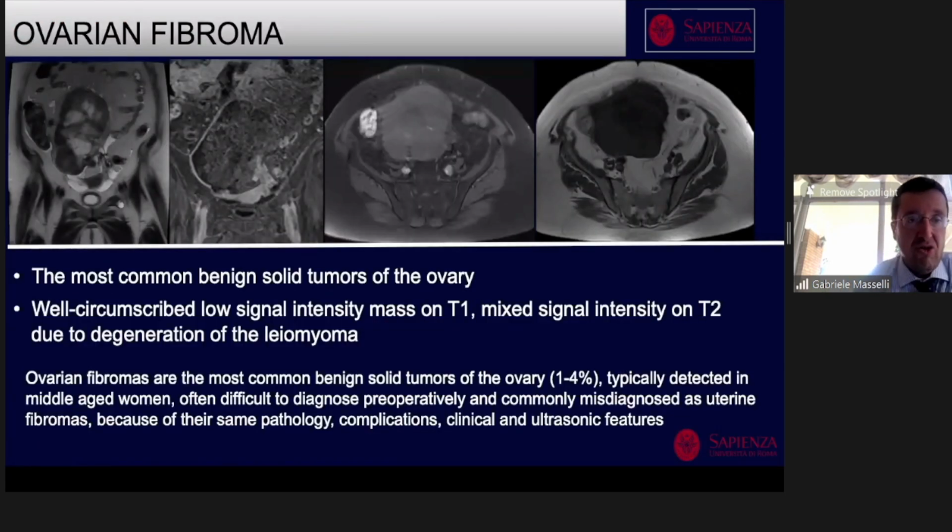This was a case of ovarian fibroma. It's the most common benign solid tumor of the ovary. There is a well-defined mass with low signal intensity on T1 and T2 sequences. In some cases, you can see some heterogeneous areas on T2 sequence with no sign of enhancement after contrast administration.